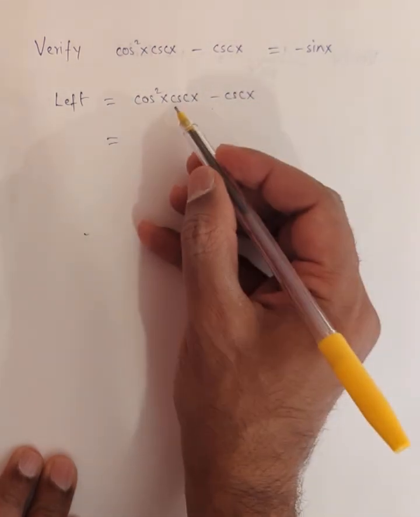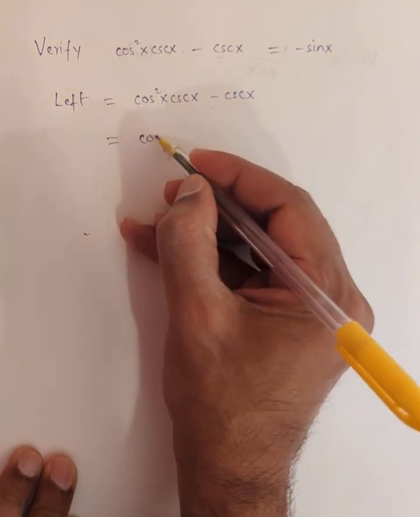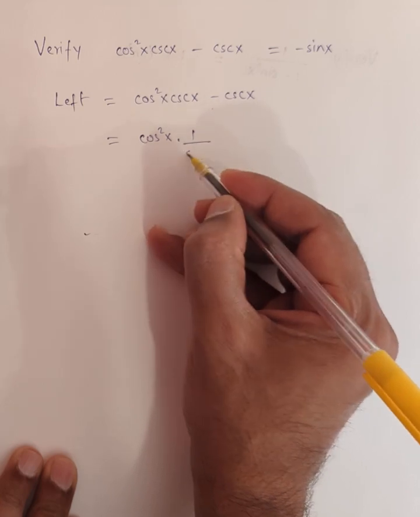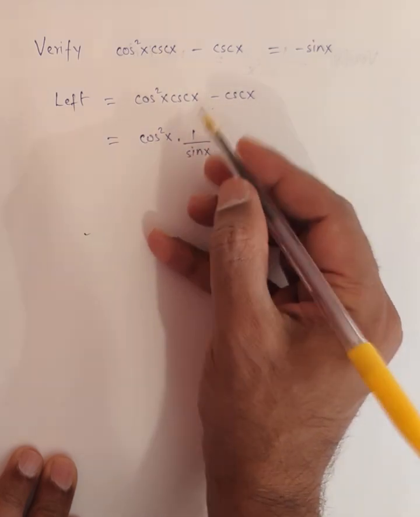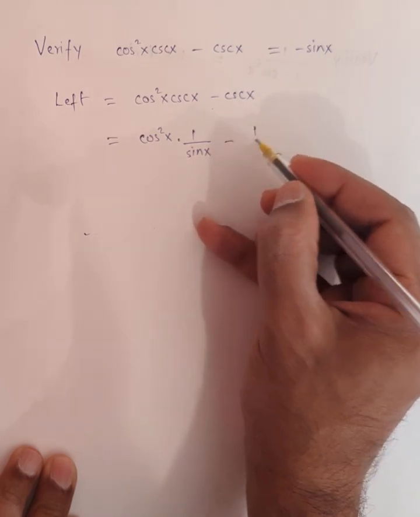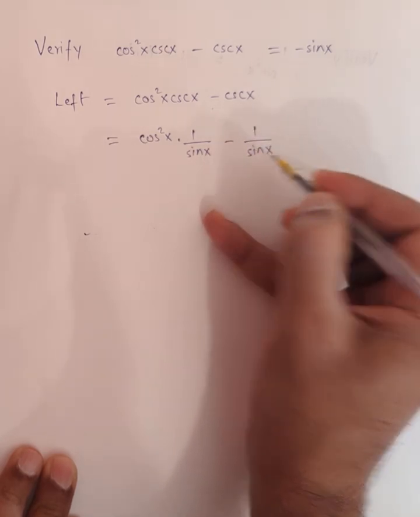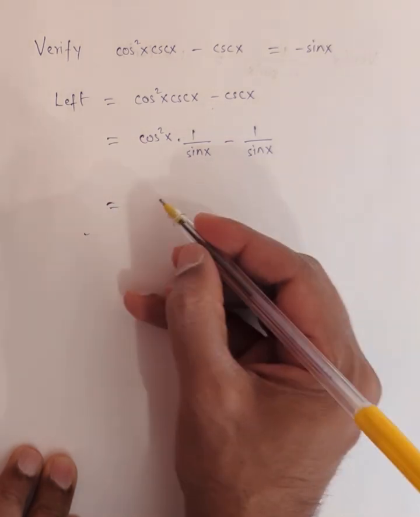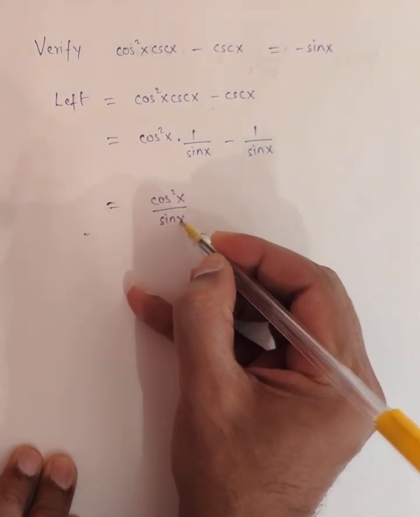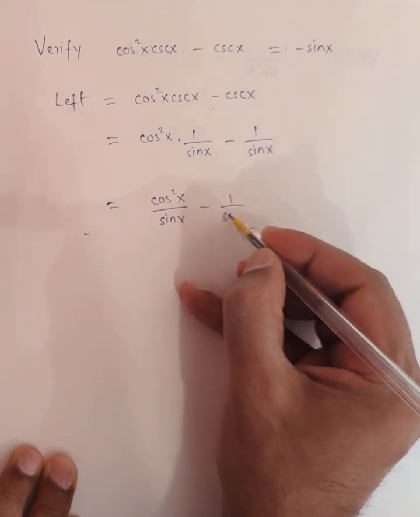And now what I'm going to do is keep the cos square x part, but cosecant x we know is the reciprocal of sine. So I'm going to write that as times 1 over sine x minus 1 over sine x. Alright, so this becomes cos square x over sine x minus 1 over sine x.